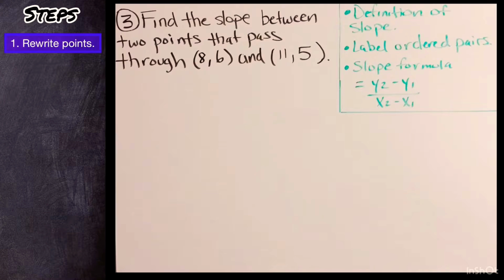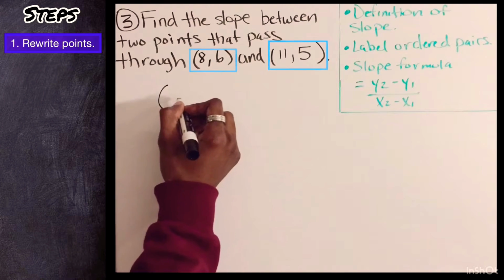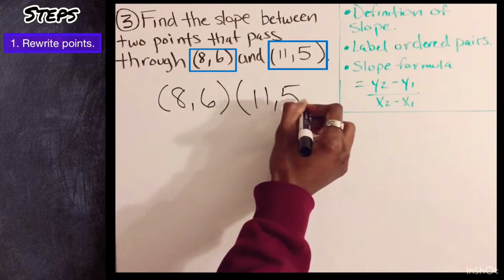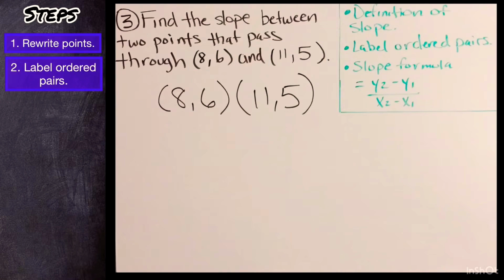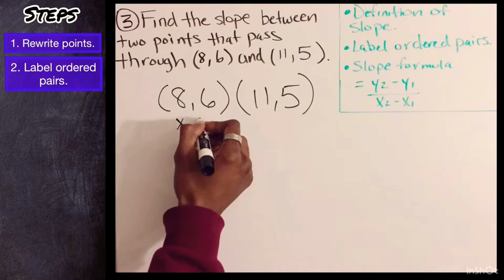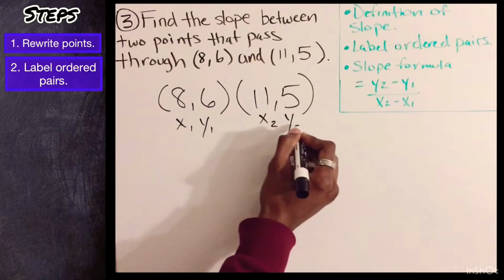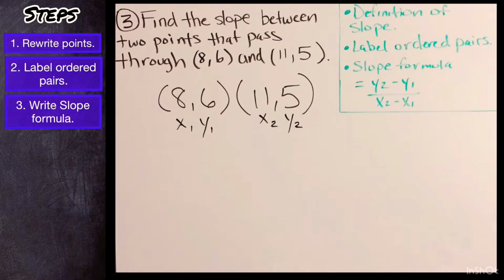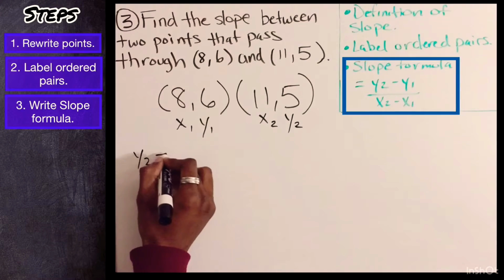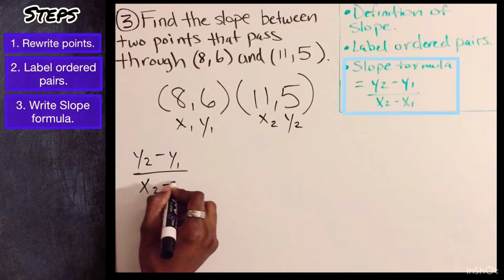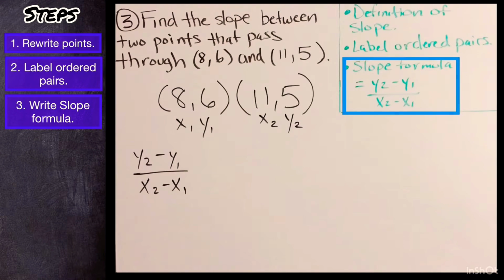Okay? So step 1, we're going to rewrite our coordinates. 8, 6, and 11, 5. Step 2, we'll start labeling XY, XY. We have our sub 1 and we have our sub 2. Step 3, let's write our slope formula, which by now you may start to be memorizing, which is Y sub 2 minus Y sub 1 over X sub 2 minus X sub 1. Always the same process with these type of problems. Okay?